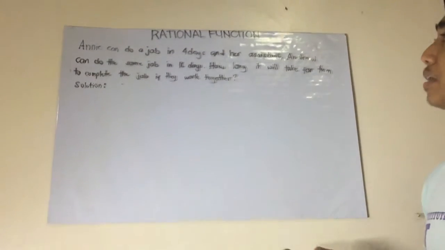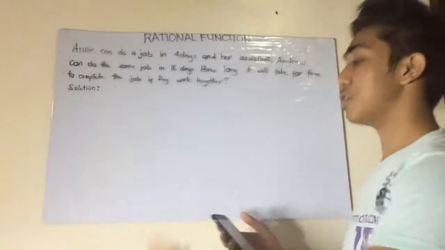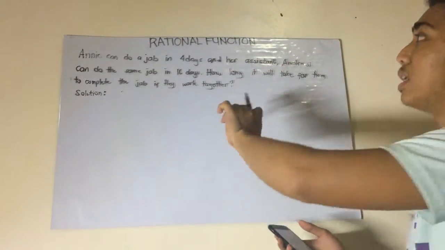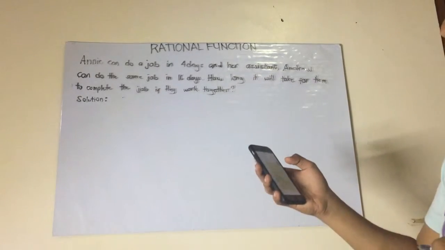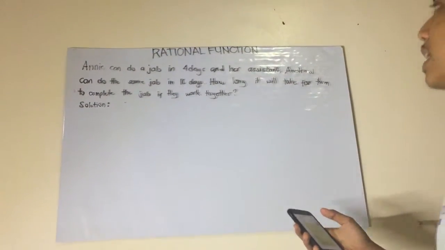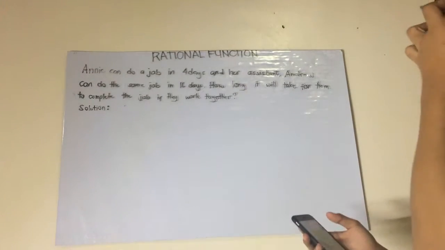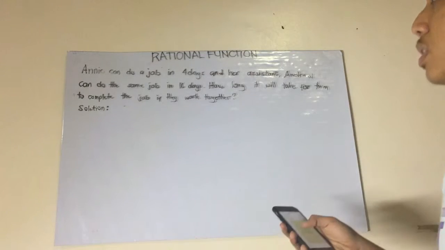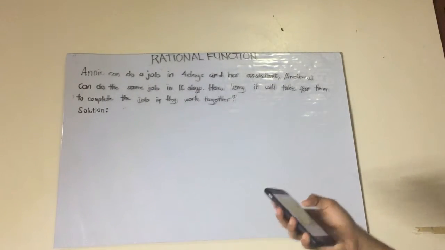So, nagbabalik po tayo. Ang susunod po nating topic is rational function, and this is solving problems related to rational functions and equations. Ito yung example natin. Annie can do a job in 4 days and her assistant Andrew can do the same job in 16 days. How long will it take for them to complete the job if they work together?